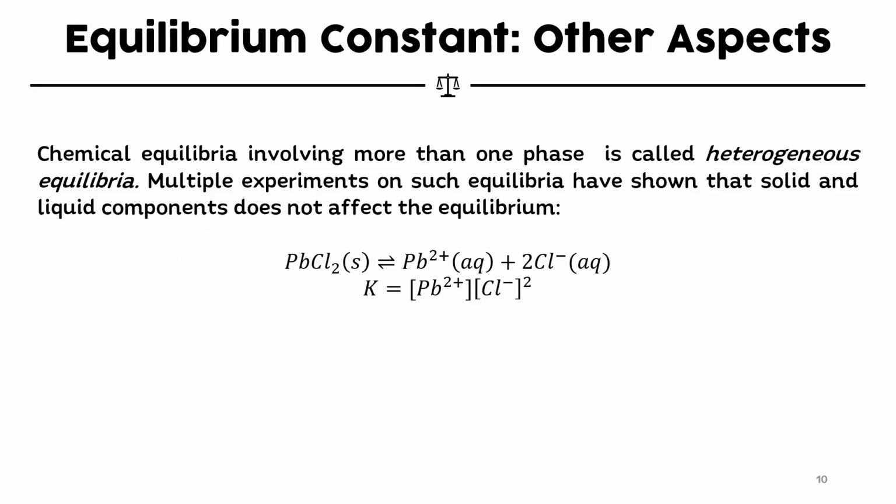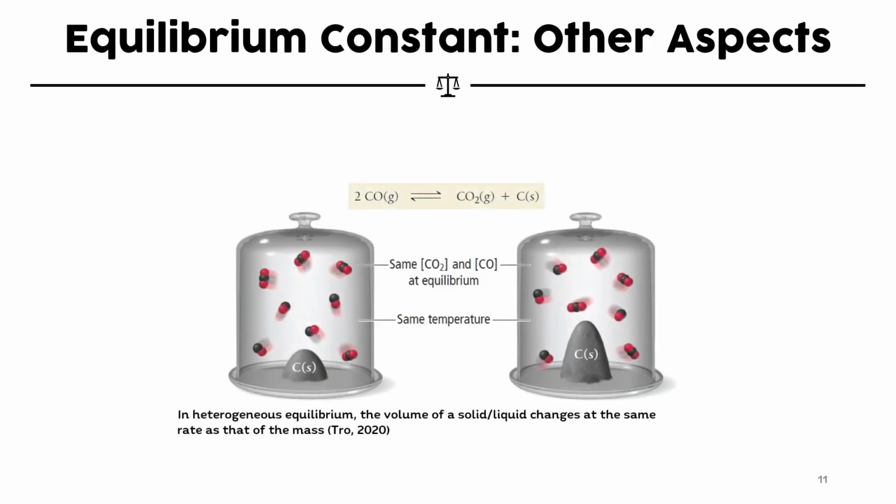So why are the solid and liquid components not included in the equilibrium constant expression? Let's have this example here. Let's have the combination reaction of carbon monoxide to form carbon dioxide and solid carbon as a byproduct.